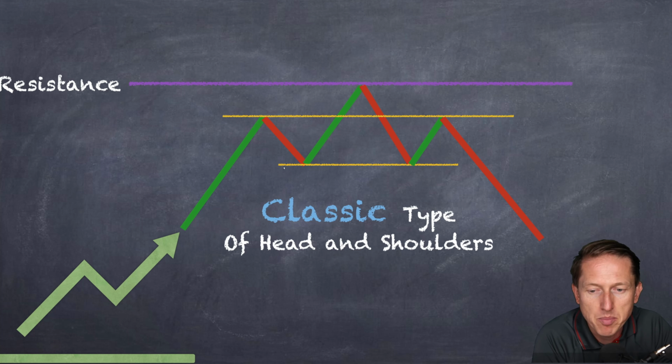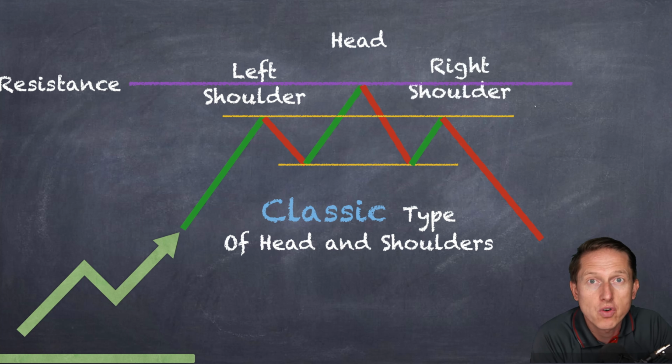The sellers are breaking the neckline. So this is called the neckline. This is called the shoulder line. And of course we have our head. We have our left shoulder and we have our right shoulder.